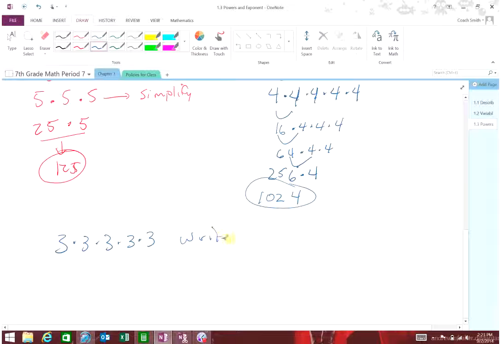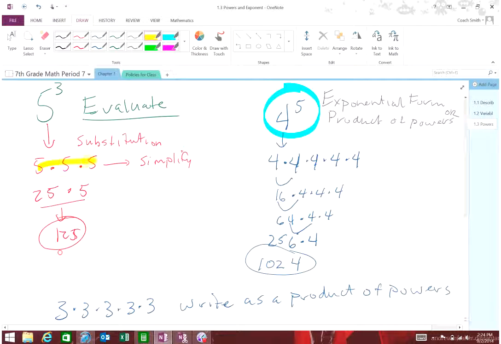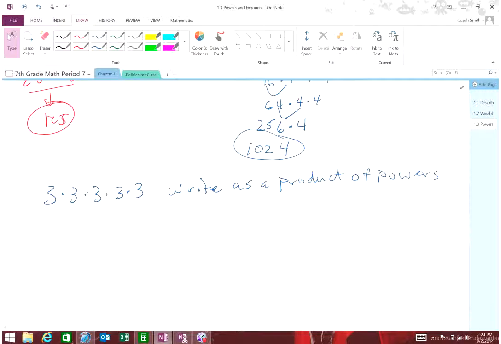All right, now let's look at taking this and writing it as a product of powers. It doesn't tell us to evaluate it. It says write it as a product of powers. So they want us to write this in what we just called exponential form. In other words, they want us to go from here back to the first part. So 3 times 3 times 3 times 3 times 3, Tristan, would be what? 3 to the 5th power. So that would be your answer, 3 to the 5th power. That is written as a product of powers.